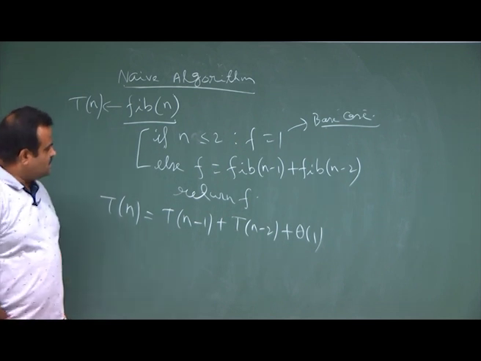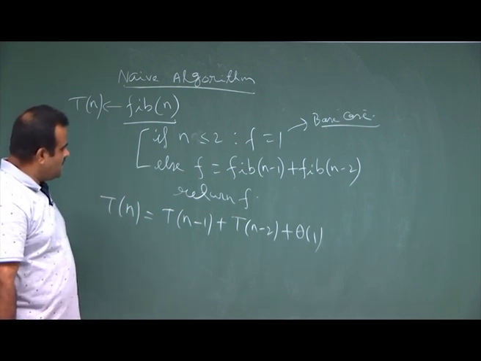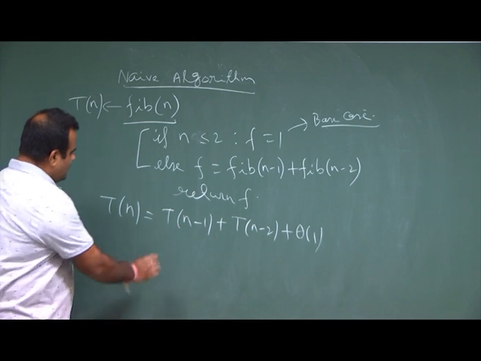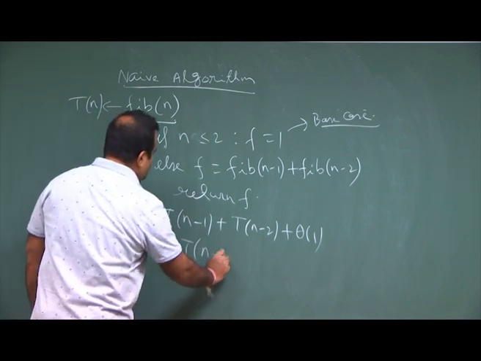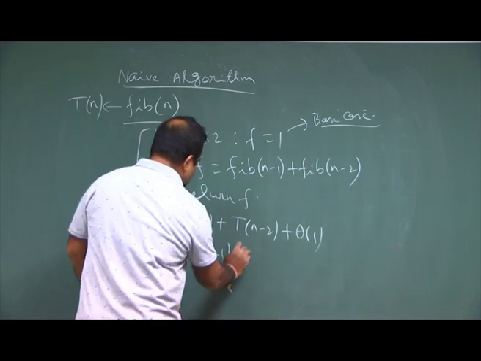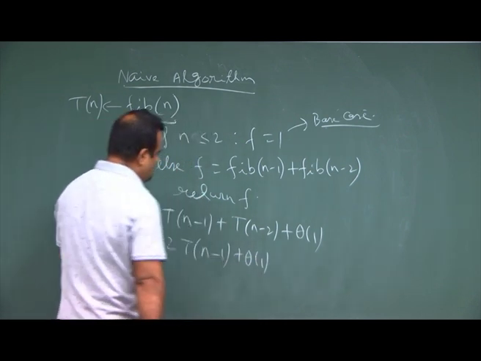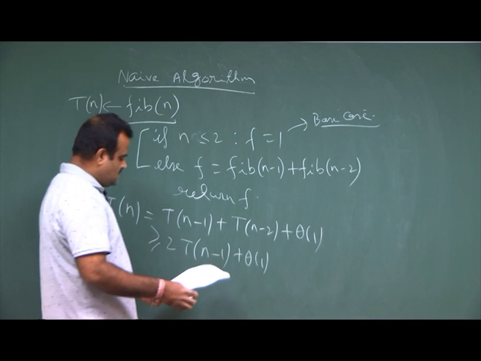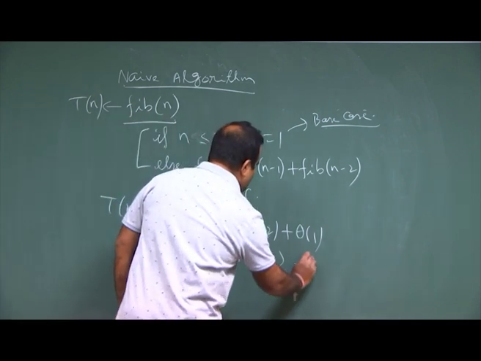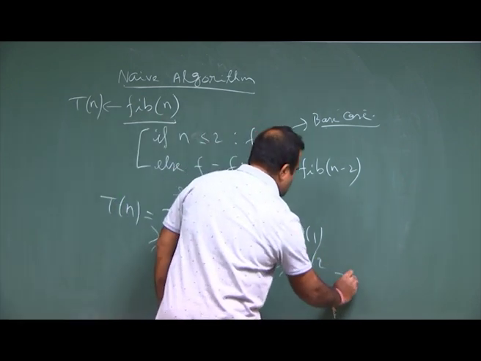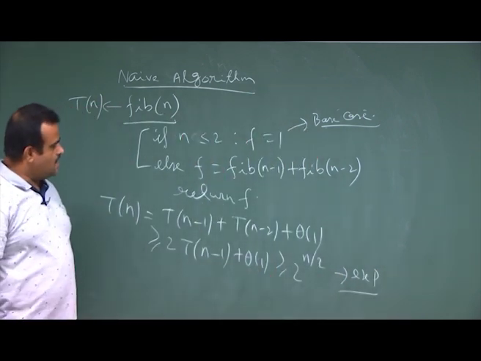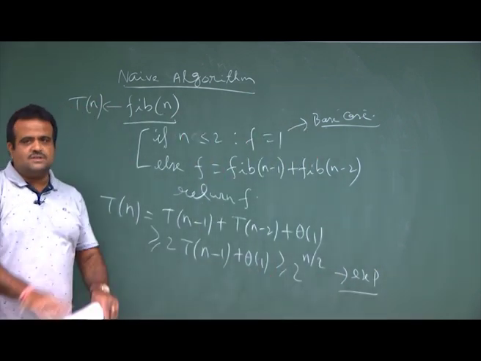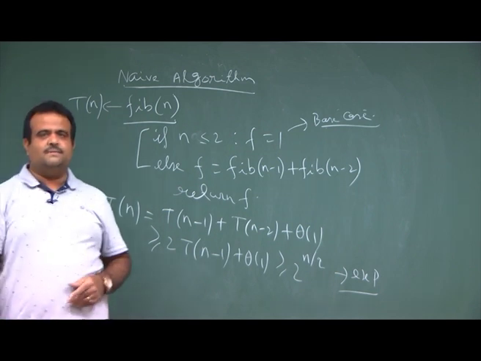Now, why is this exponential? This is basically we can write as greater than or equal to 2 T(n-1) plus theta of 1. So, this will again give us greater than 2 to the power n by 2. So, this is basically an exponential algorithm. Okay. So, now this is an exponential time algorithm.